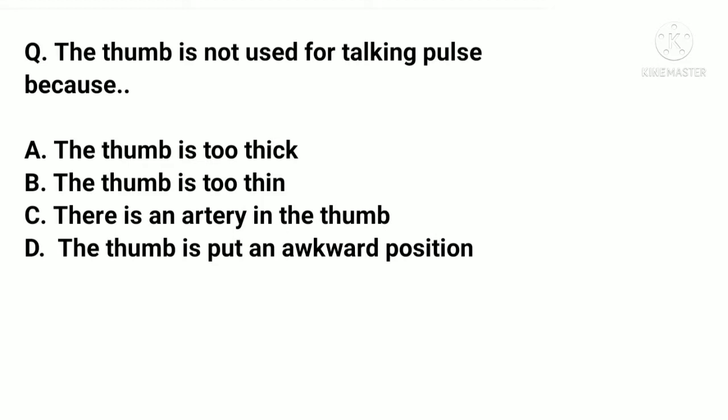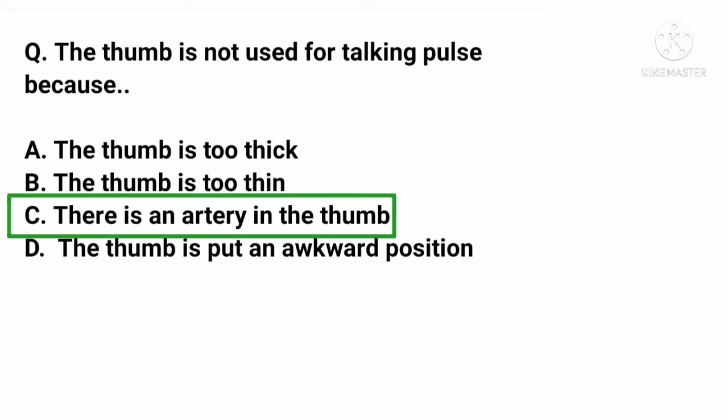The thumb is not used for taking pulse because: A. The thumb is too thick, B. The thumb is too thin, C. There is an artery in the thumb, D. The thumb is put in awkward position. And the correct answer is C. There is an artery in the thumb.